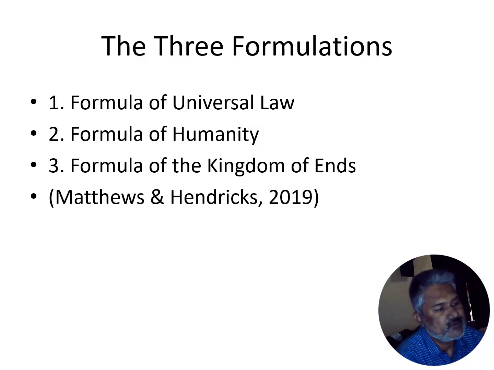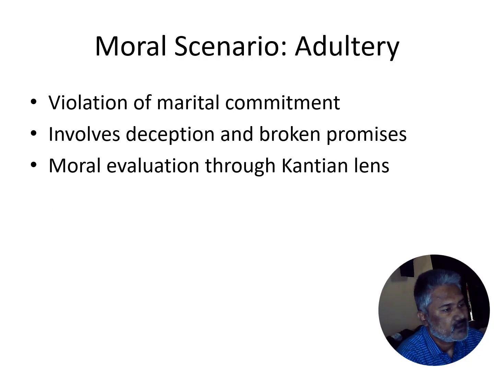Now there are three formulations of this ontology. First is the formulation of universal law. Second, I would be discussing formula of humanity. Third, formula of kingdom of ends, and the reference is Matthews and Hendricks, 2019. So let's discuss the moral scenario.